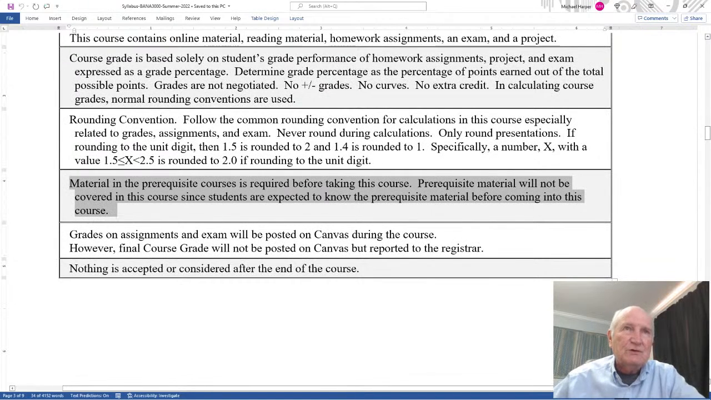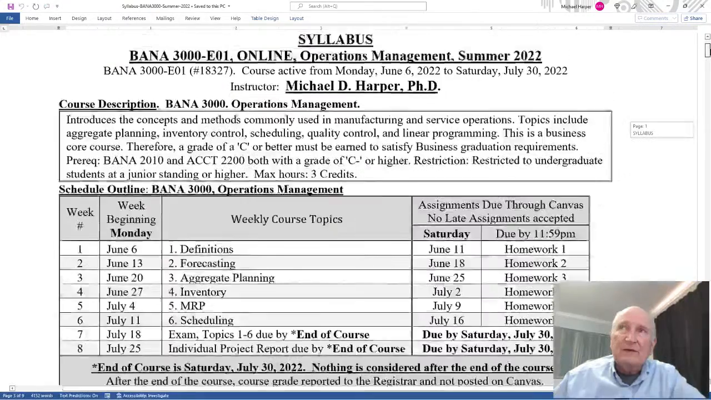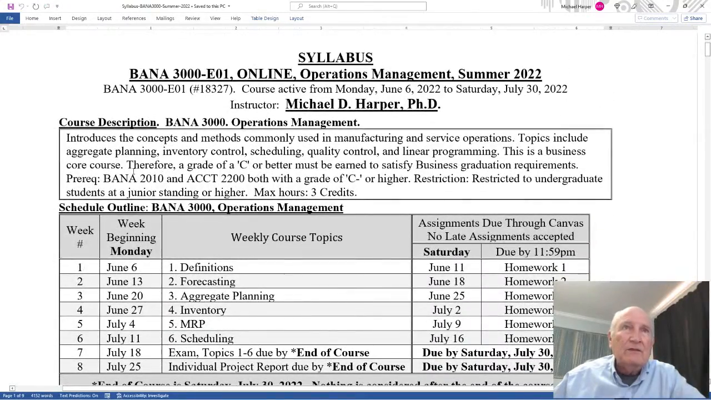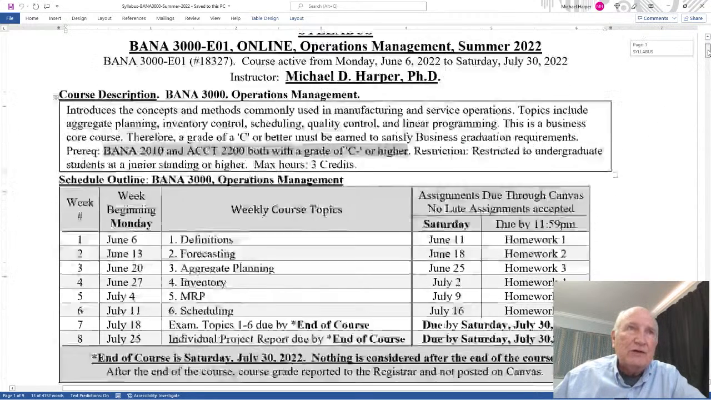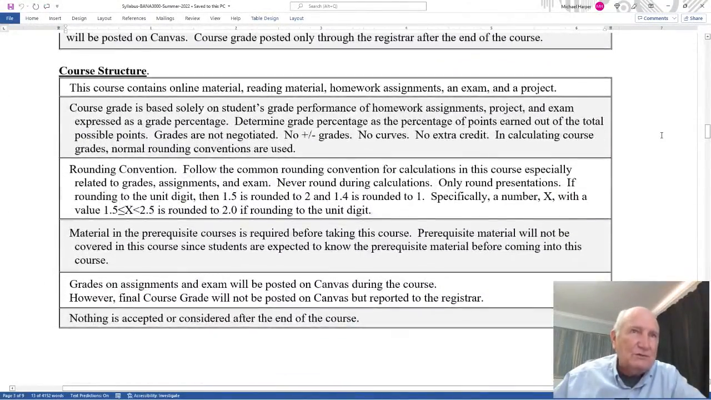Material in the prerequisite course is required before taking this course. Prerequisite material will not be covered in this course since students are expected to know it before coming into this course. If you look at the introduction up here, the prerequisites are BANA 2010, which is statistics, and Accounting 2200, with a C- or higher. What I mean by prerequisites is more than just having taken the course. I expect you to know the material.